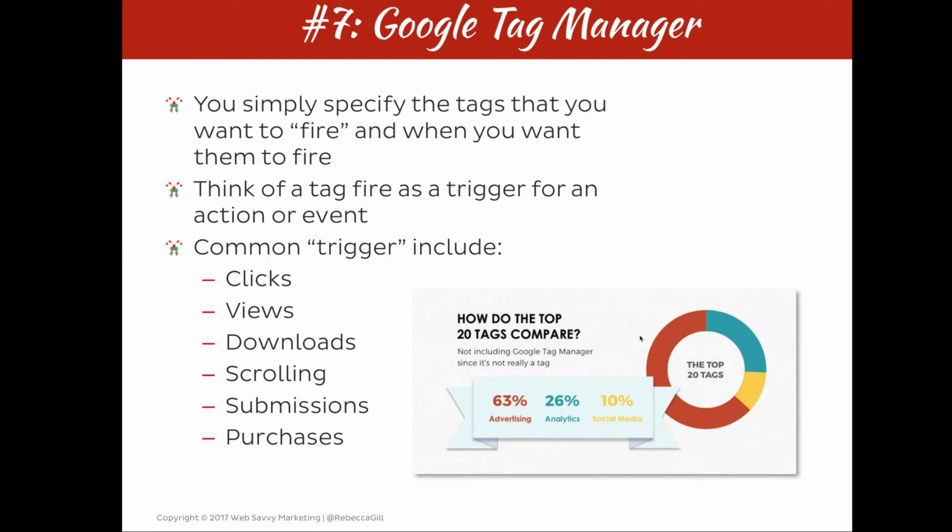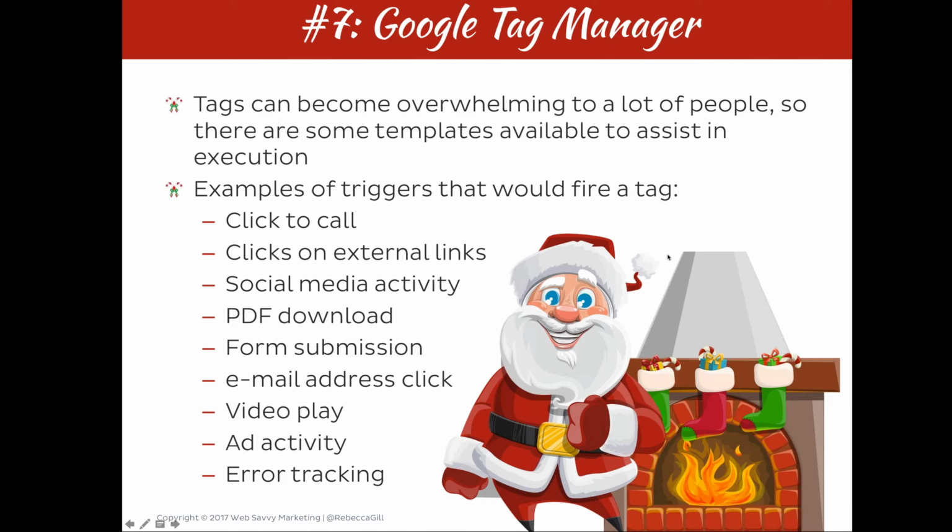But where do the top 20 tags come from? How are they getting used? This was the study that they did: roughly 60% advertising, 25% analytics, and then 10% social media. So it gives you an idea of what kind of data people are collecting, although there's a lot of them that you can grab and use.